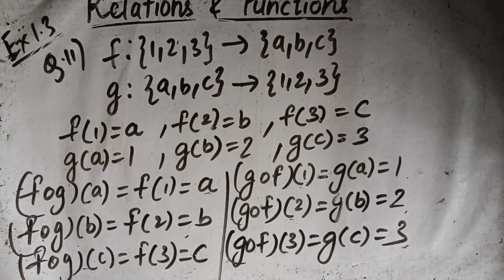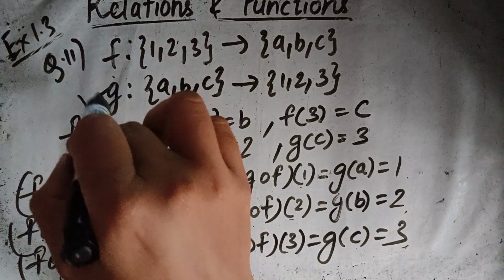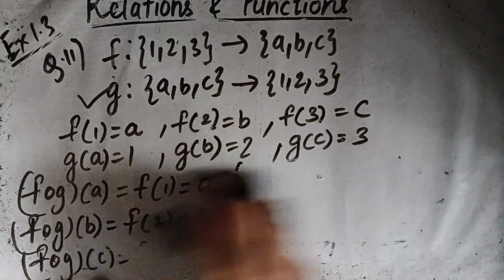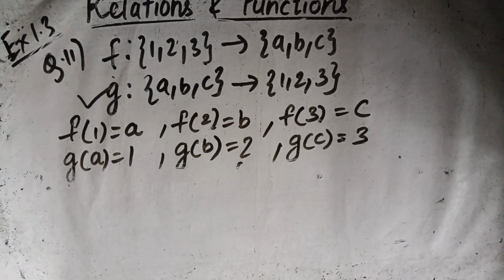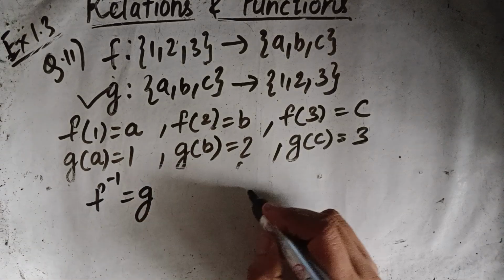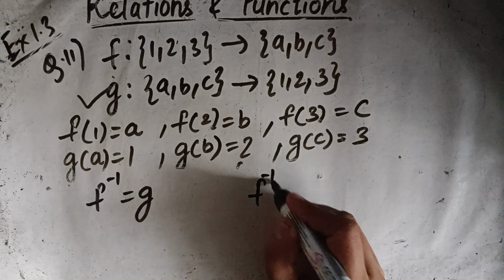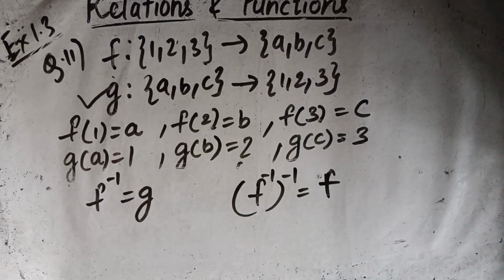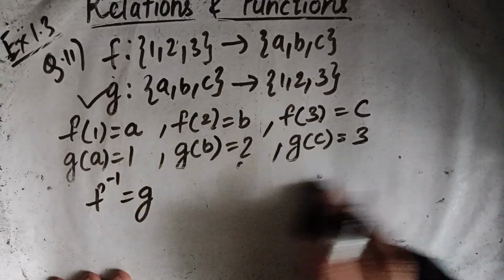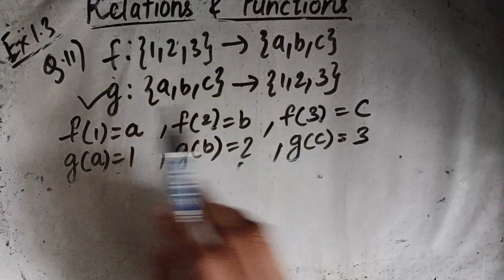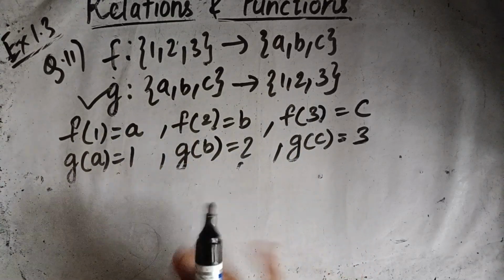So F is invertible, and the G function is the inverse of F. So F inverse is our G function. Now we have to show that F inverse of inverse is F. F inverse is G, and G is defined from this. Now we have to find G inverse.